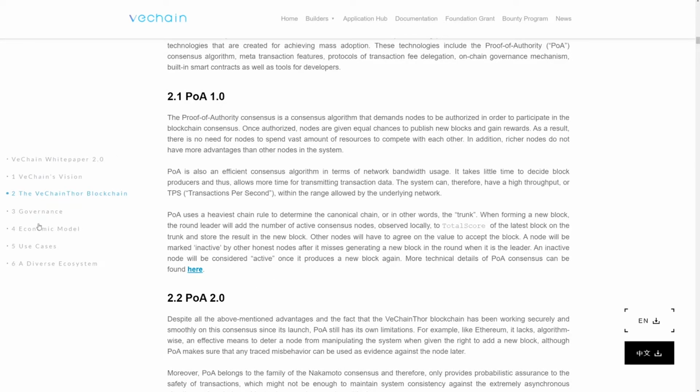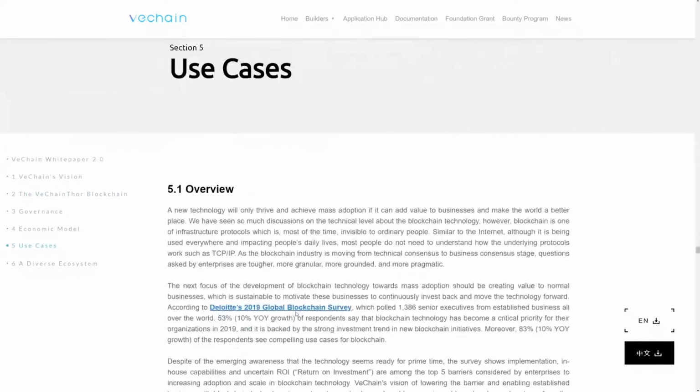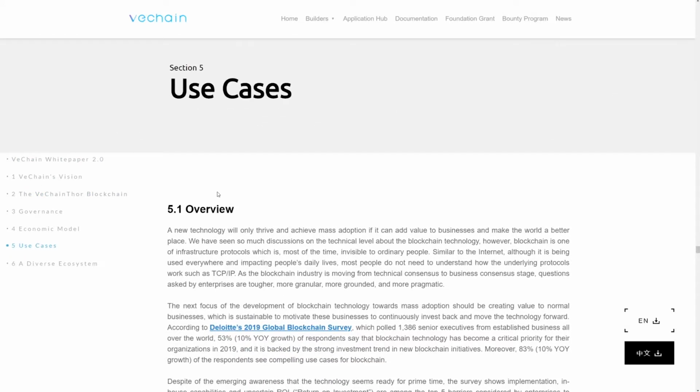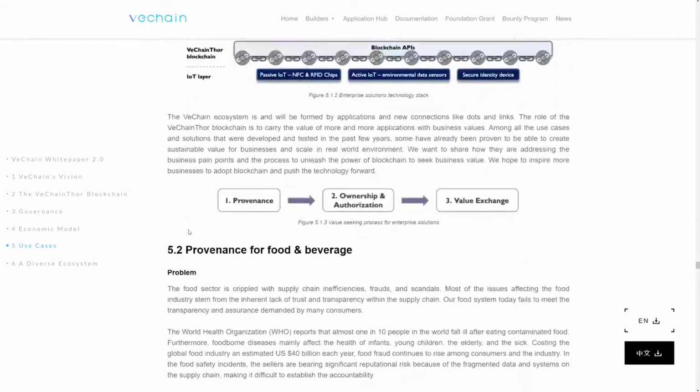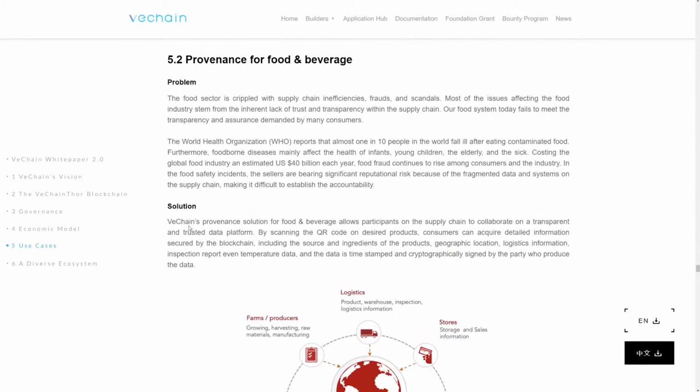On the left here we can jump quickly to the use cases to get a better idea what the VeChain is actually good for. And again, if we scroll down a little bit over this introduction, we can finally find use case number one, which is provenance for food and beverage. And just before we dive into these individual use cases, the overarching use case is basically making supply chains more transparent and putting them on the blockchain itself so everyone can look them up. It's very secure, etc. All the benefits from blockchain.